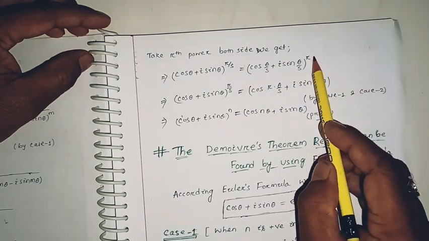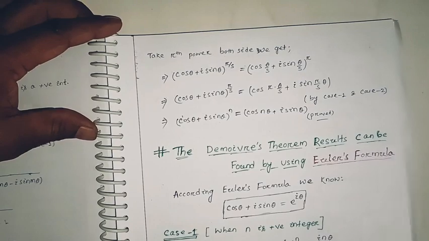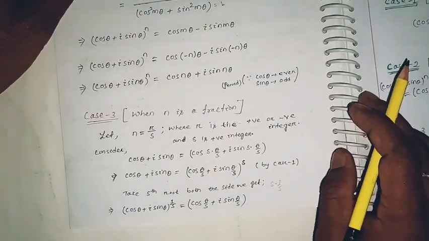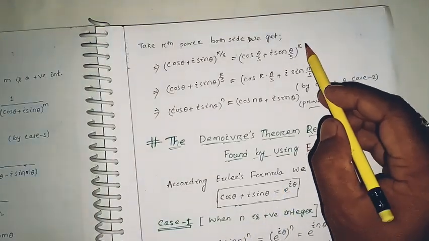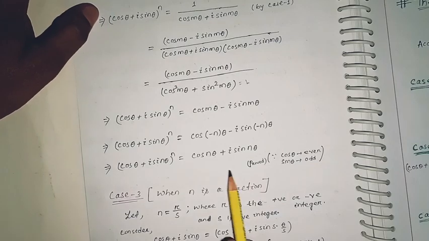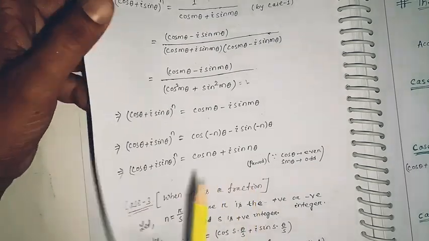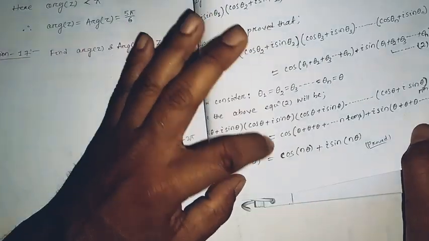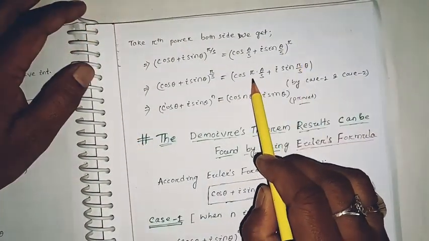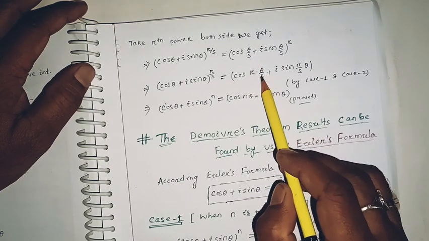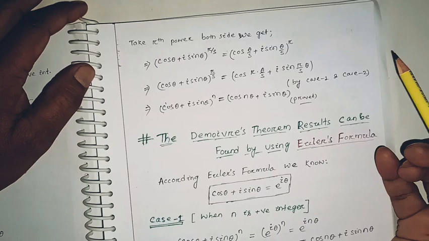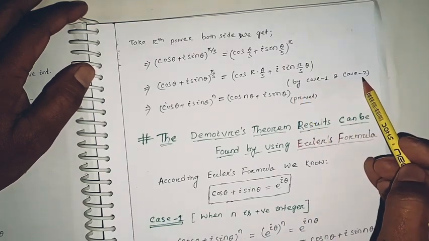Case 1 means r can be positive or negative. Already we have considered initially that r may be a positive or negative integer. So for positive or negative, already we have proved in our case 2 and case 1. For case 2 we got this one, and case 1 also we got this one. So if it is so, then this will be cos r into, already theta by s is there, theta by s, i sin r by s theta, by considering case 1 and case 2.